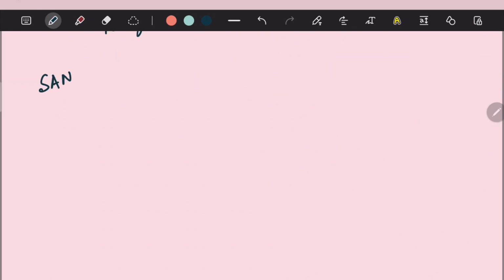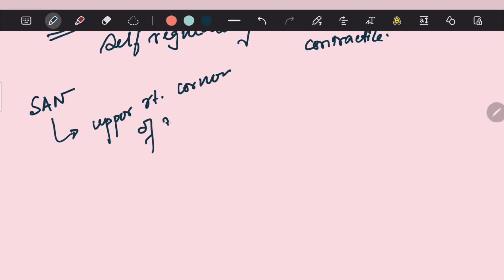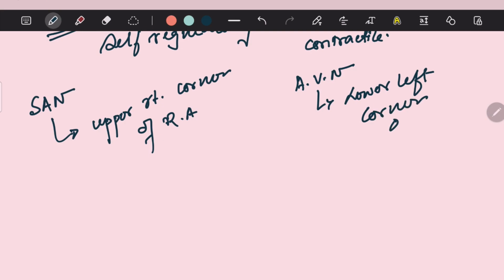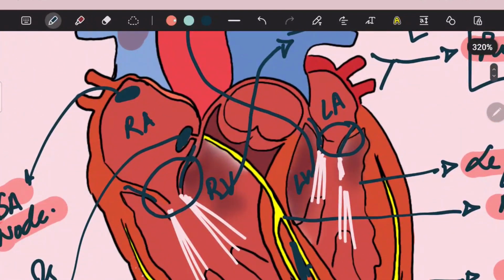The sinoatrial node is present in the upper right corner of the right atrium, whereas the atrioventricular node is present in the lower left corner of the right atrium. You can appreciate that in the picture as well. This here is the sinoatrial node and this is the atrioventricular node. The sinoatrial node is present in the upper right corner of the right atrium, whereas the atrioventricular node is present in the lower left corner of the right atrium.